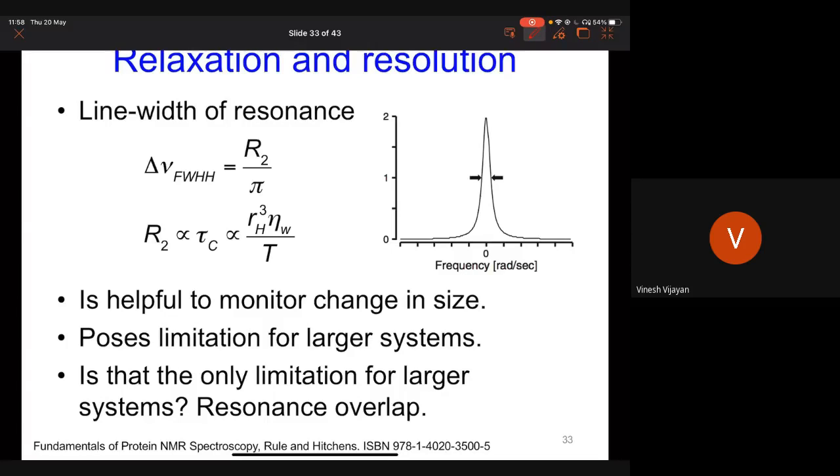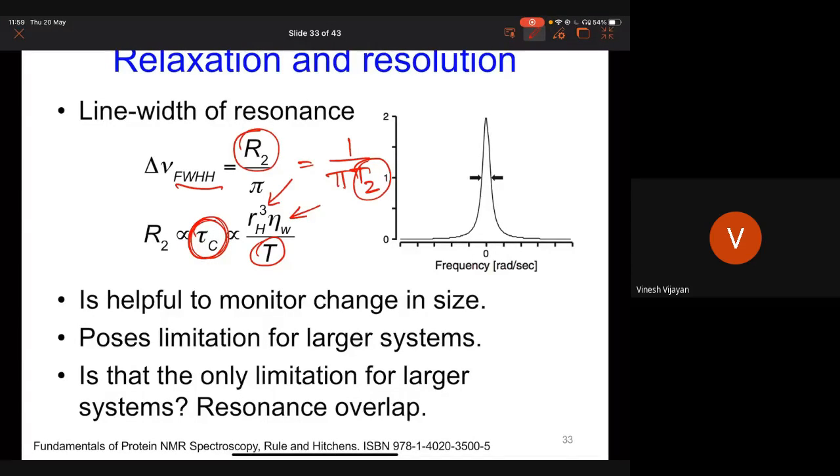We spoke about the line width of NMR resonance. And that's decided by the T2 rate, the transverse relaxation rate of the spin that you're looking at, the full width at half maxima. And the transverse relaxation rate is in turn decided by the tumbling times of the system that you're looking at. Tumbling times in the sense like how quickly does a molecule tumble by its own self in solution in an isotropic fashion. And that in turn is dependent upon the radius of the molecule, the viscosity of the solution, and the temperature that you end up employing.